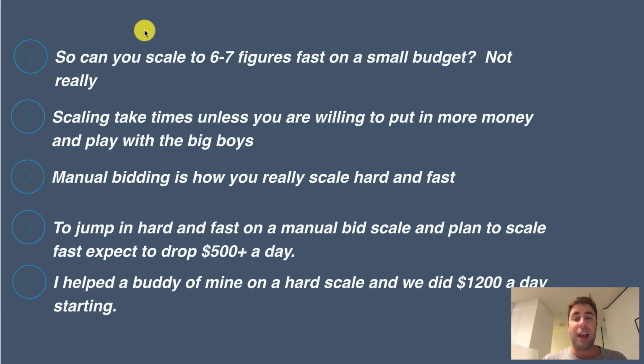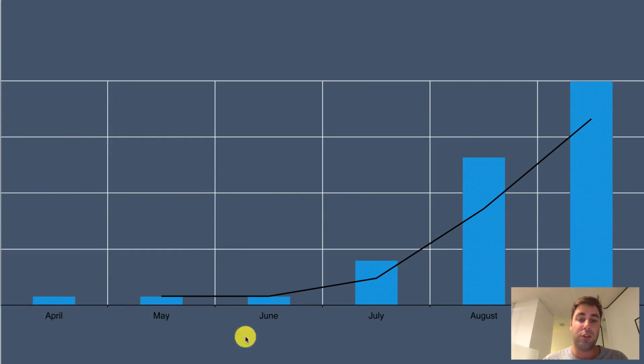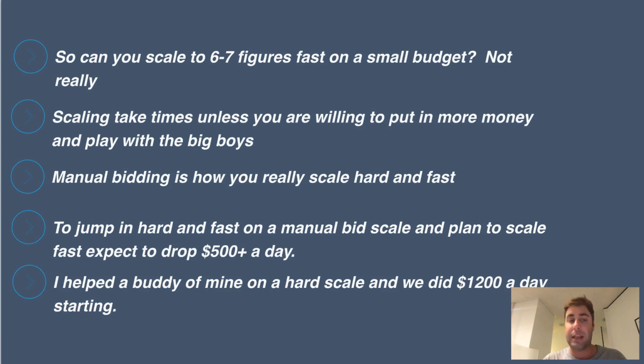Now, manual bidding is how you really scale hard and fast. That's usually what 99.9% of the experts are doing. They're either testing with automatic bid, then they're coming back in with the manual bids and they're scaling up super fast from that point on. So for instance, they might have done auto bids and tested products. And when they found a winner, they might have just jumped back in and scaled up with a huge manual bid, which is usually the case with most of scales now.